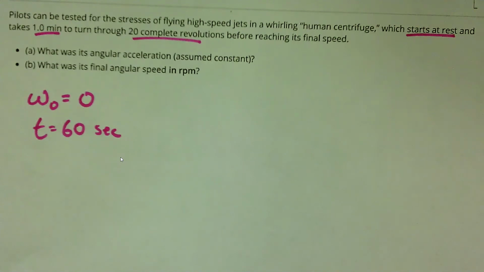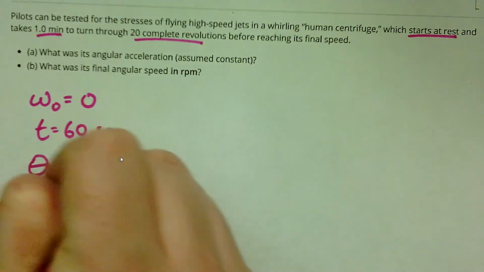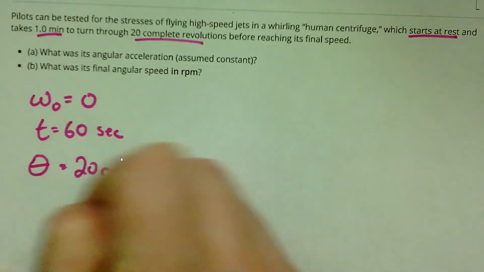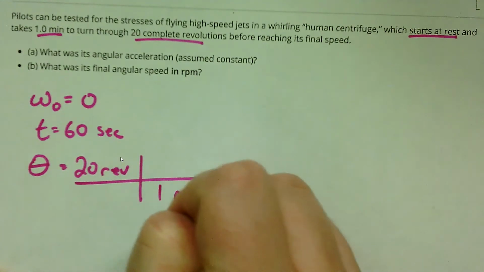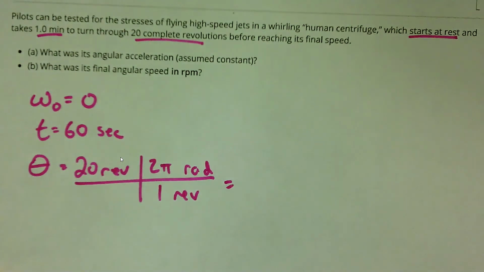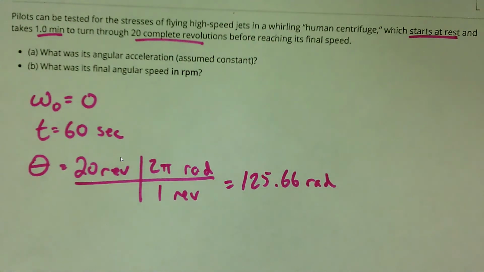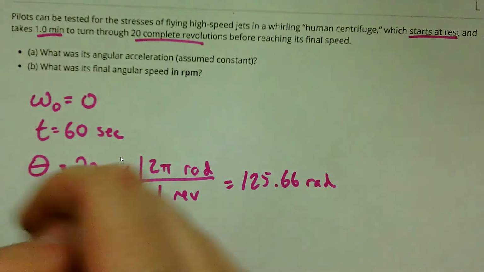Do I want to try what the 20 complete revolutions is? So you're saying, in essence, that theta is 20 revolutions, but then one revolution we know to be 2 pi radians. So 40 pi, or what do you say it was? And I'm trying to find alpha.